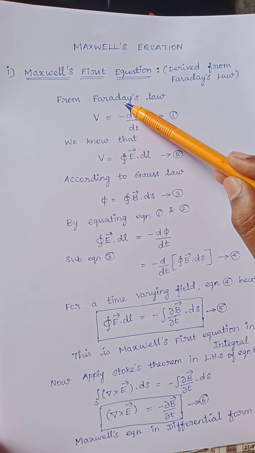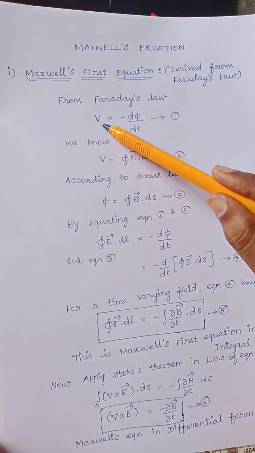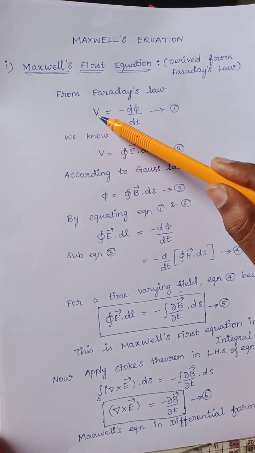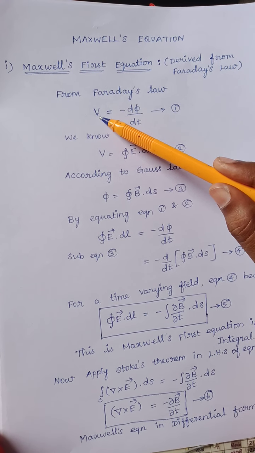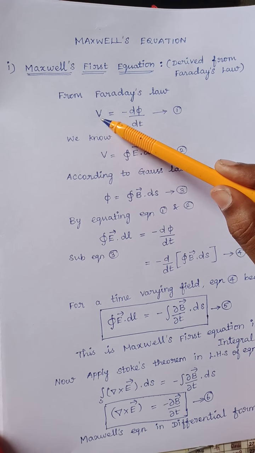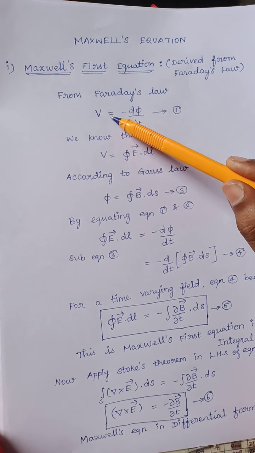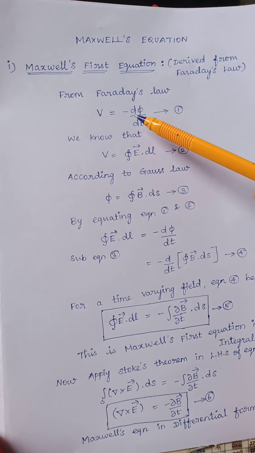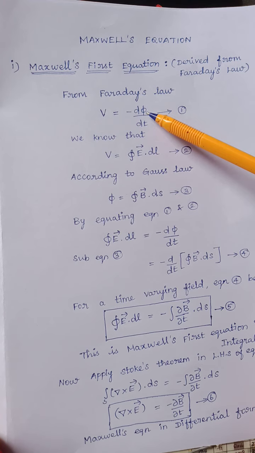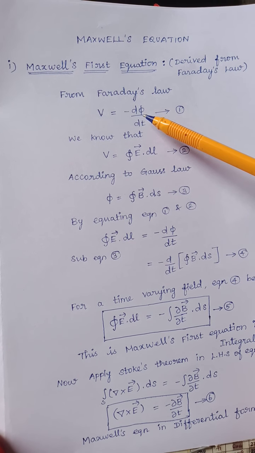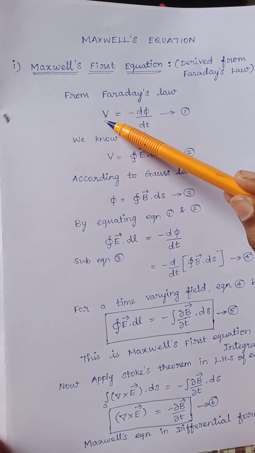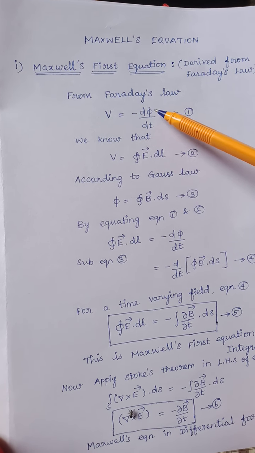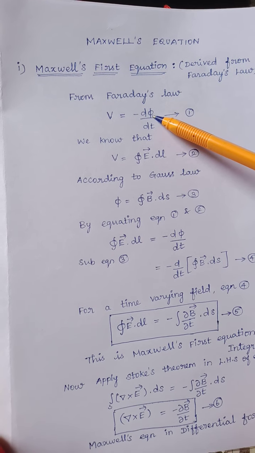Faraday's law states that the induced EMF is denoted by letter V. V is the induced EMF. Induced EMF in any closed path is equal to the rate of change of magnetic flux linkage in that circuit. Okay, that is Faraday's law. So the induced EMF is denoted by V, the rate of change is denoted by d by dt, and the flux linkage is denoted by phi.